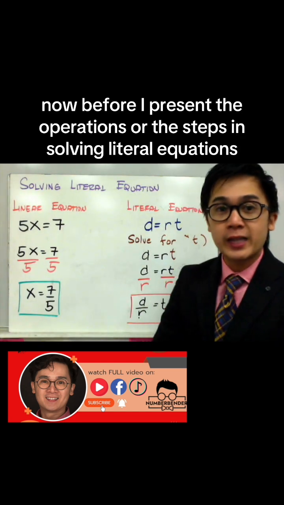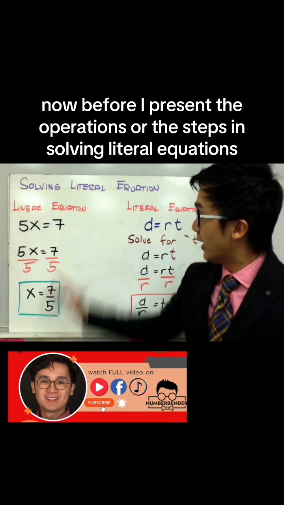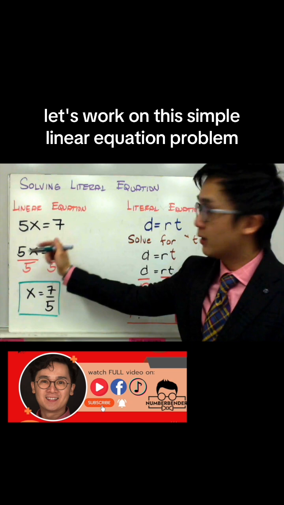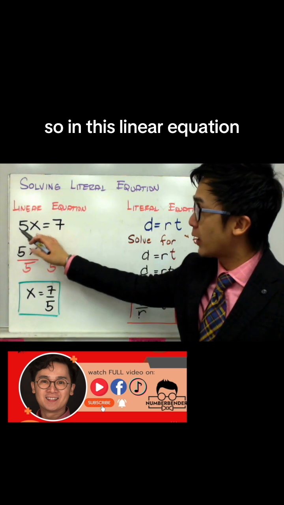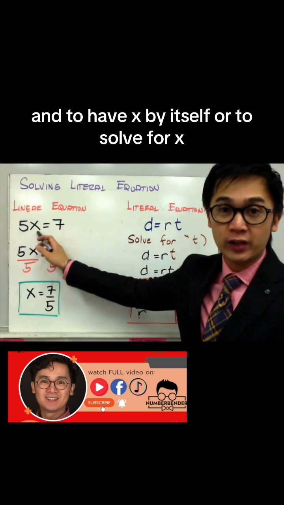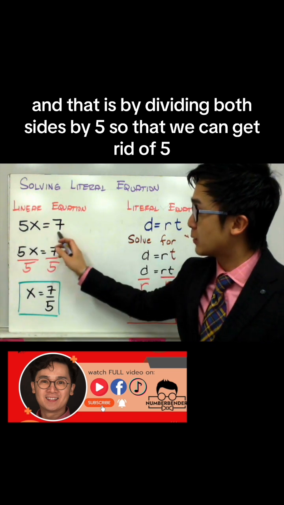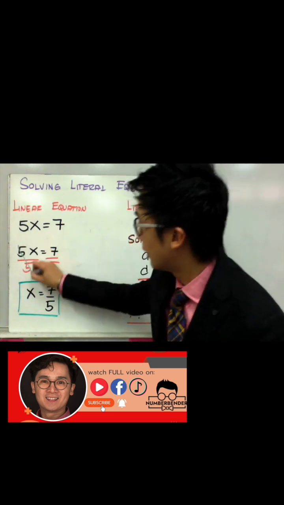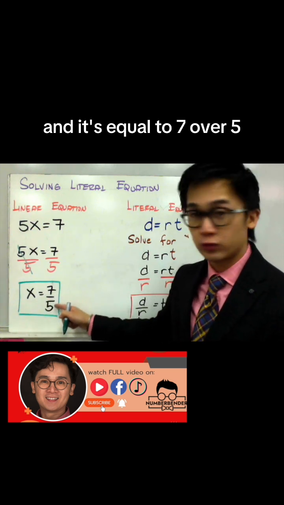Before I present the steps in solving literal equations, let's work on this simple linear equation wherein we're supposed to solve for x. I have 5x equal to 7. To have x by itself, we need one step, and that is dividing both sides by 5 so that we can get rid of 5. By doing so, x will be by itself, and it's equal to 7 over 5.